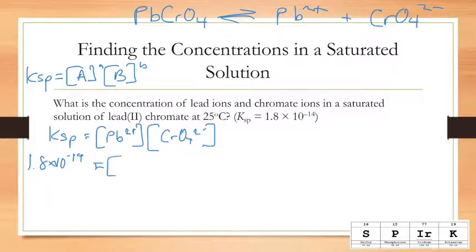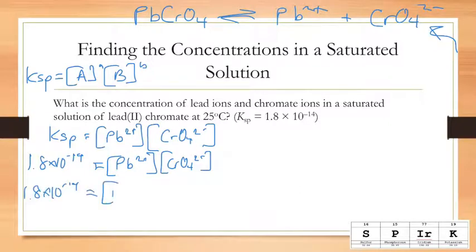So we set that equal again to Pb2+ times CrO4 2-. Now when we look at our equation up here, we see that these are in a 1-to-1 mole ratio, so they're equivalent. Their concentrations, when dissolved, will be equal. But right now in our mathematical equation, we have two unknowns. But since they're equal, we can set them equal to one another.